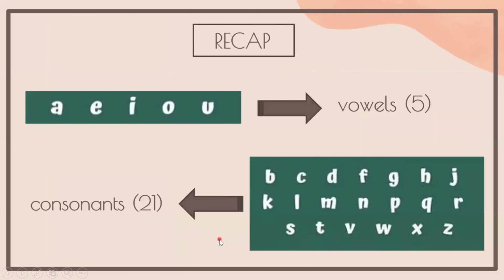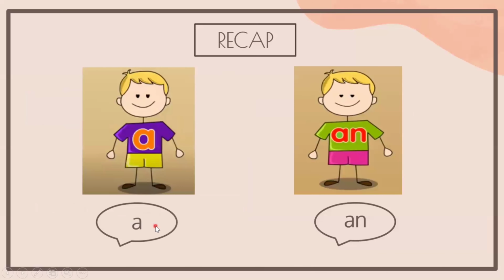Very good. Now we can recall what we had learned. We had seen that there are 26 alphabets. In that, there are 5 vowels. A, E, I, O, U. And other remaining letters are called consonants. There are 21 consonant letters. And today we had learned about the articles A and an. A always sits before the noun that begin with consonant, and an always sit before the noun that begin with vowels.